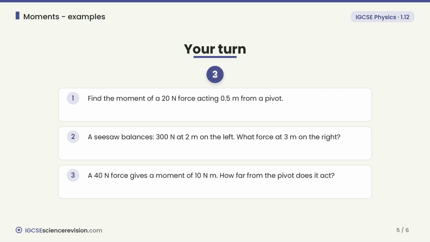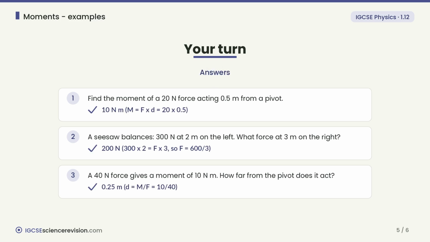3, 2, 1. Here are the answers. Number 1. 10 Nm, since moment equals F times d, which is 20 times 0.5. Number 2. 200N, since 300 times 2 equals F times 3, so F equals 600 over 3. Number 3. 0.25 metres, since d equals M over F, which is 10 over 40.